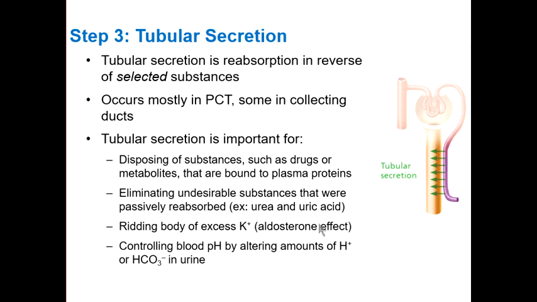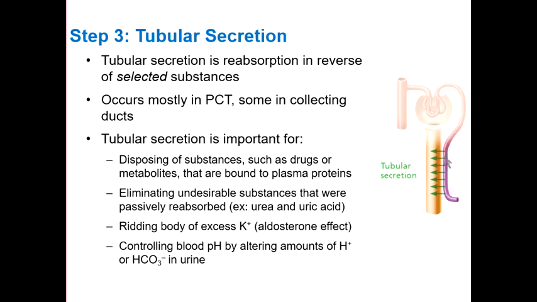So the urea and uric acid was in the filtrate originally from glomerular filtration, but remember that some of tubular reabsorption is a passive process. So some of the waste products, some of the urea and uric acid, actually get reabsorbed back into the blood because it just naturally follows a concentration gradient and goes there.